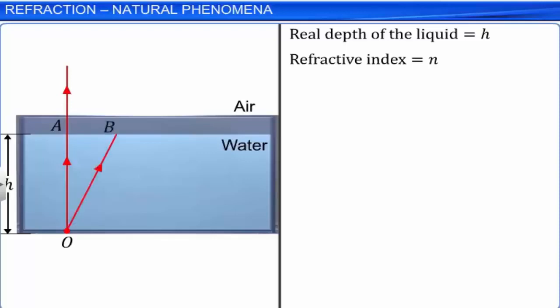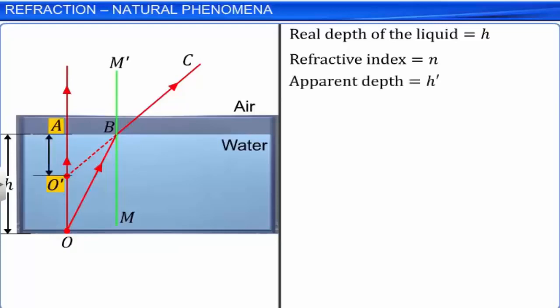Since OB travels from a denser to a rarer medium, it bends away from the normal MM' and forms a ray BC. The ray BC appears to diverge from O'. Then, O' is the image of O and AO' is the apparent depth of the liquid, say H'. This means when an object in a denser medium is viewed from a rarer medium, the apparent position of the object is closer than its real position due to refraction.